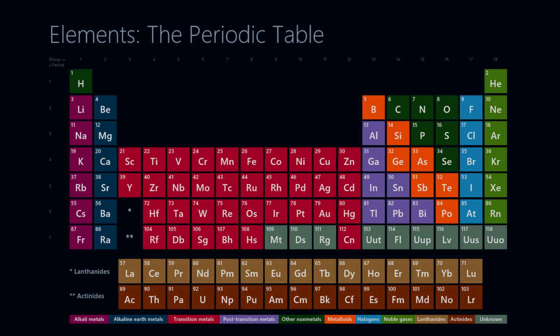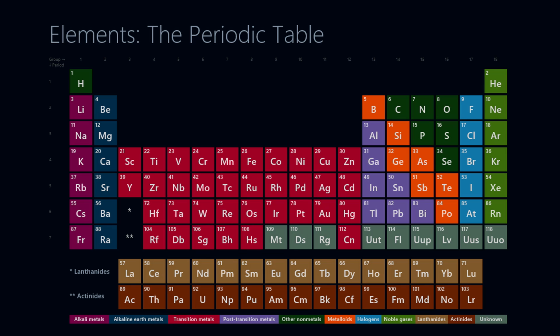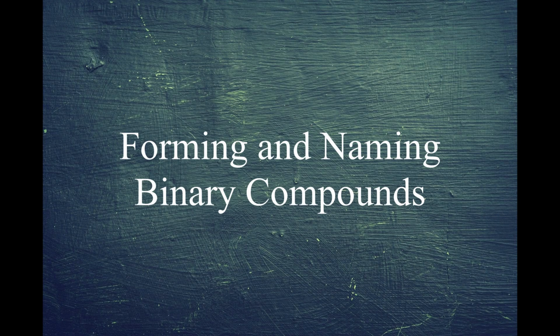Some other charges you absolutely must know are silver, which forms a +1 charge, zinc, which forms a +2 charge, and cadmium, which similarly forms a +2 charge. These are all no exceptions. First, we will talk about forming compounds with these basic elements with which we know the definite charge. To name these compounds, you simply change the ending of the negative ion to "ide."